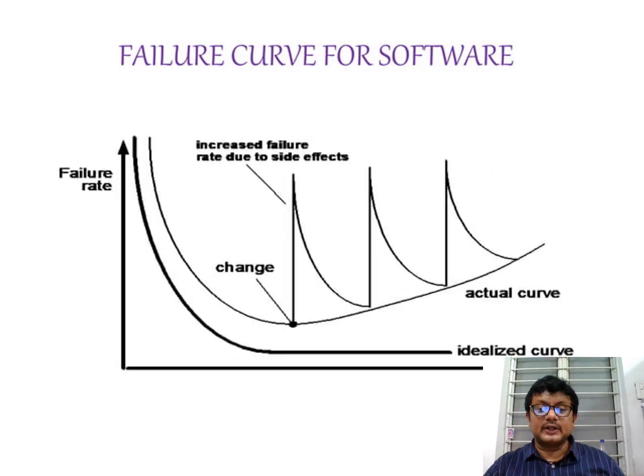So coming to the failure curve for software, if you see the failure rate, the change may be the major cause for increased failure rate due to side effects. The actual curve is like this, but due to the change that is going to happen, the failure rate is going to increase due to the side effects. The one in the thick representation is the idealized curve.